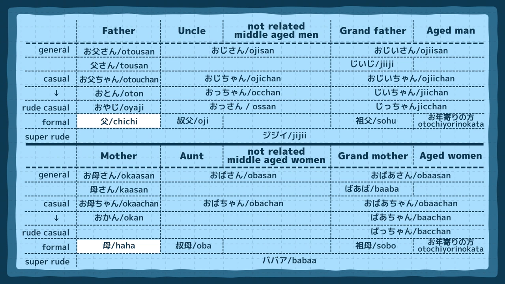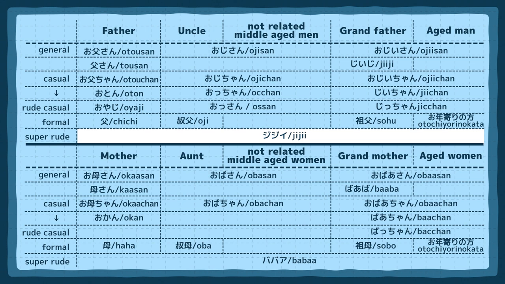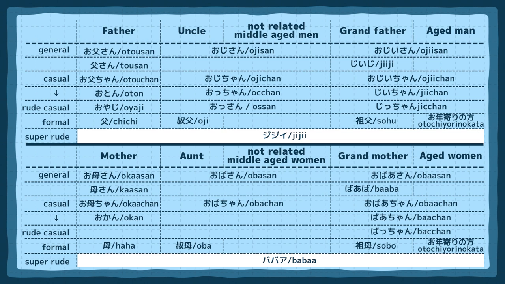ジジイ, ババア. In anime, some kids in a rebellious phase call their parents with these, or some delinquents use these to pick up a fight with someone. This is really rude, so better not to use it for sure. By the way, you have to be careful. ジジイ and ジジイババア and ババア are hugely different, so be careful.